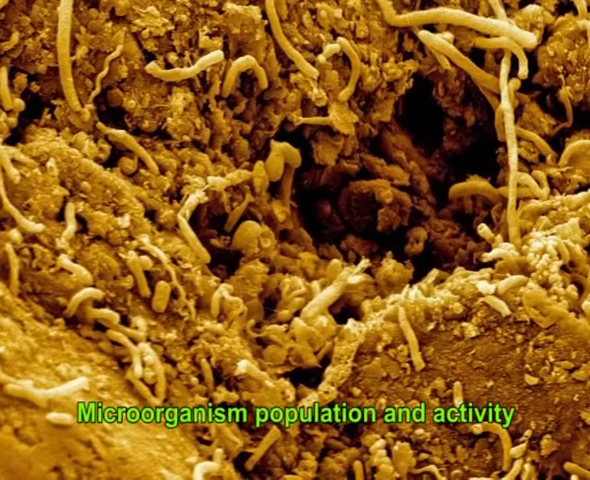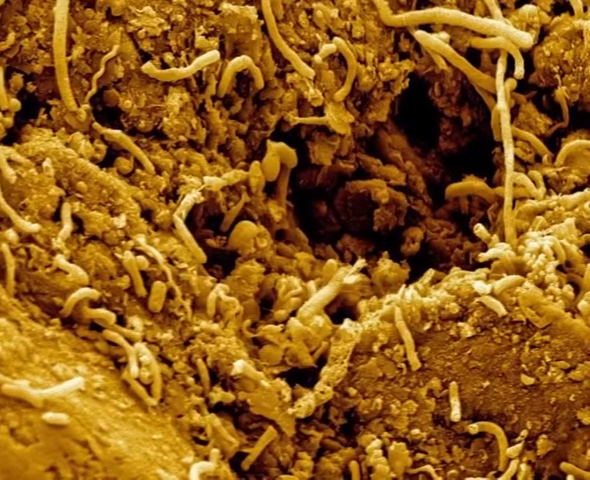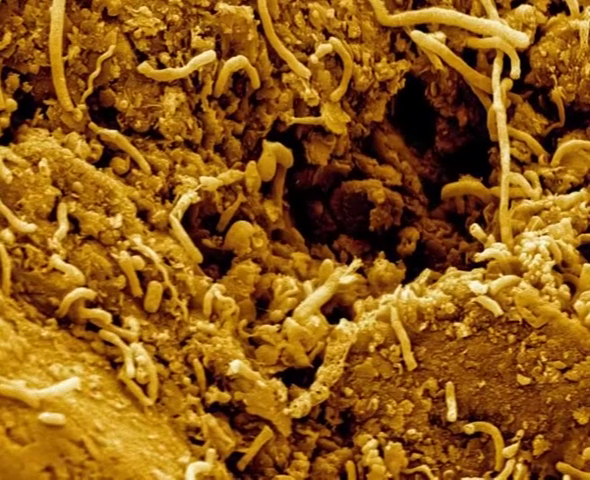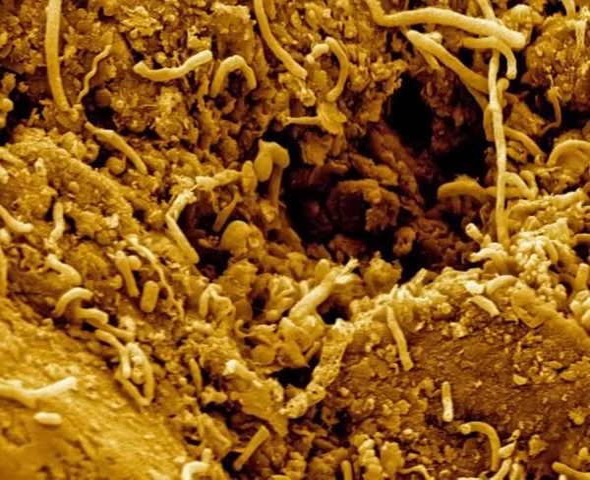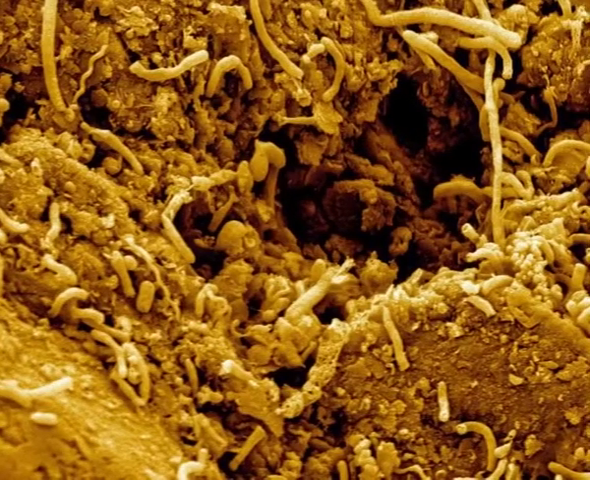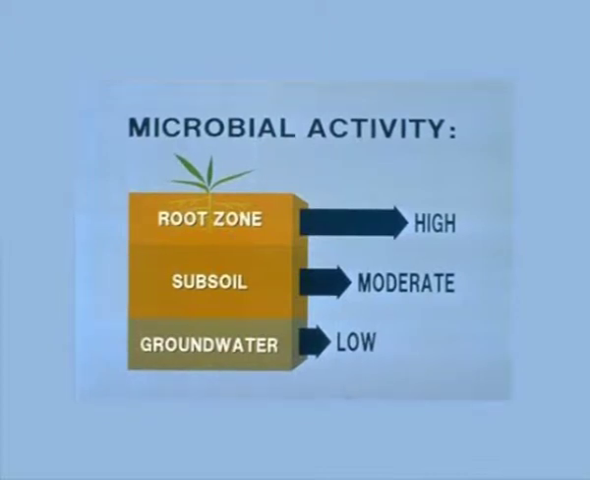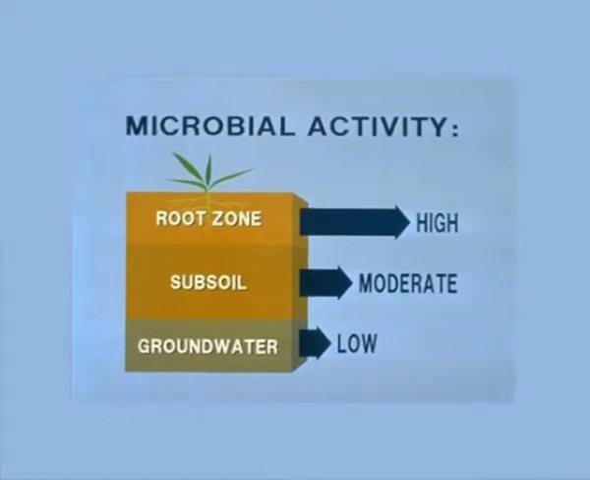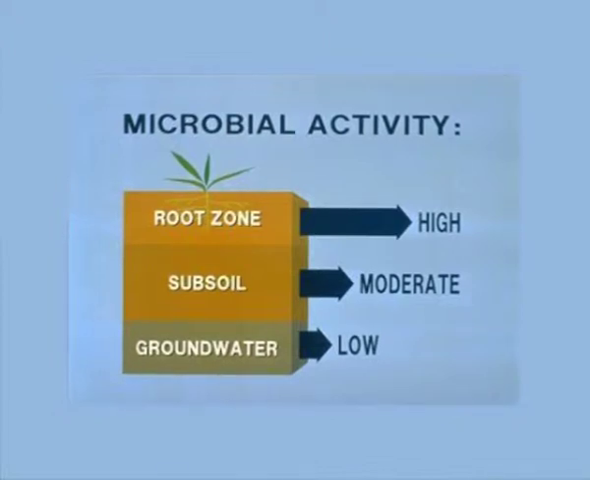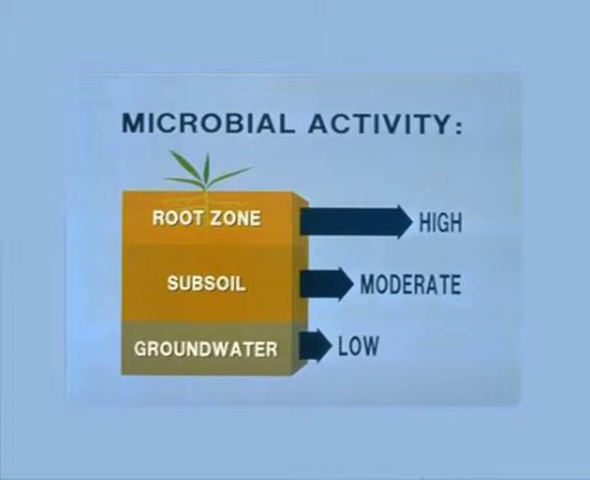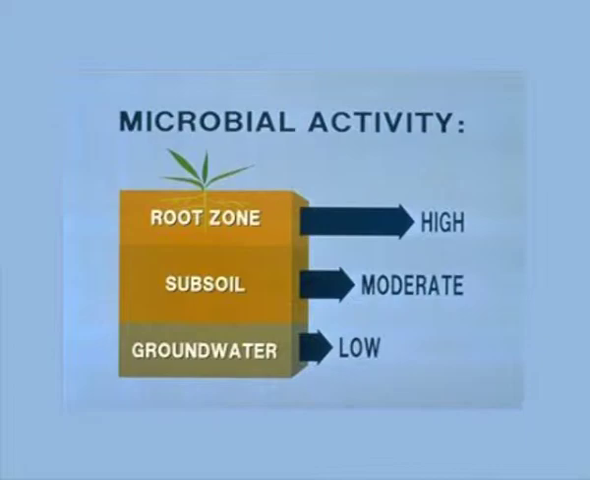Microorganism population and activity. The microorganisms living in the soil also require oxygen for respiration and metabolism. Some of the important microbial activities, such as the decomposition of organic matter, nitrification, sulfur oxidation, etc., depend upon the oxygen present in the soil air. The deficiency of air or oxygen in the soil slows down the rate of microbial activity.